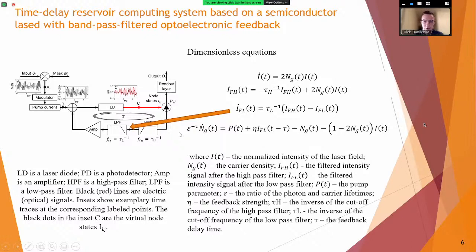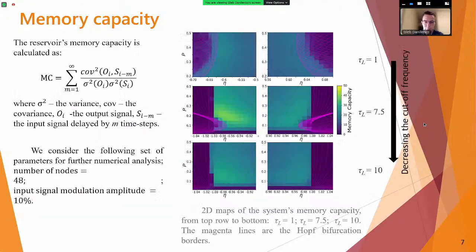The third describes a low-pass filter with characteristic time tau_L, which is also equal to the inverse of the cutoff frequency of the low-pass filter. And the fourth characterizes the active medium and feedback. Memory capacity characterizes the system's ability to reproduce entered input data.